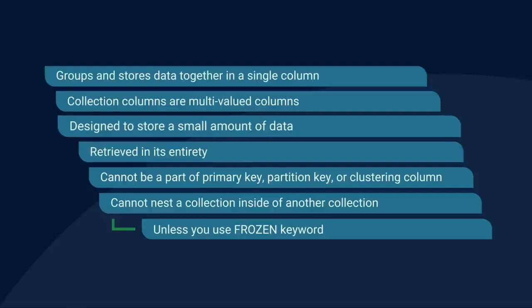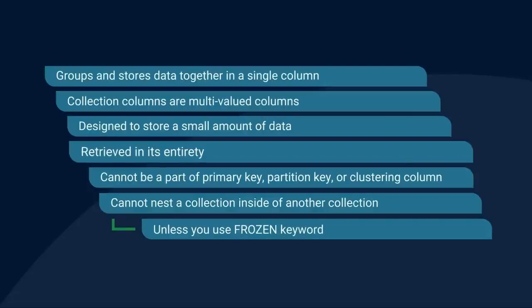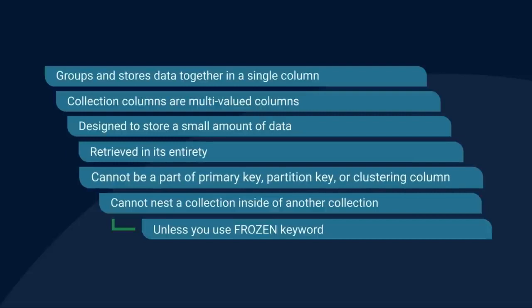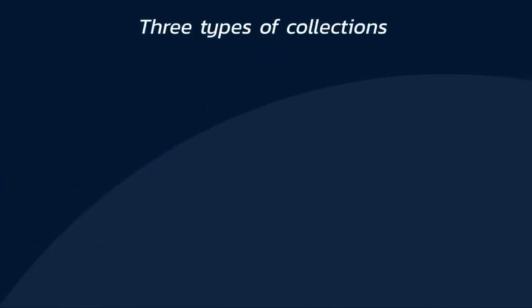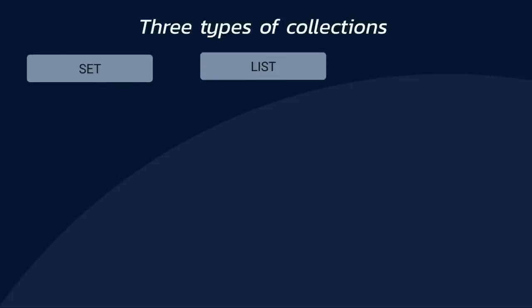Collections are designed to store a small amount of data. The maximum size of an element is 64 KB, which in practice is much smaller than the number of elements in a collection. They are also retrieved in their entirety. A collection column cannot be part of a primary key, a partition key, or clustering columns. You cannot nest a collection inside of another collection. If you want to nest a collection inside another, then you have to use the keyword frozen. More on this later. There are 3 collection types in total: set, list, and map respectively.